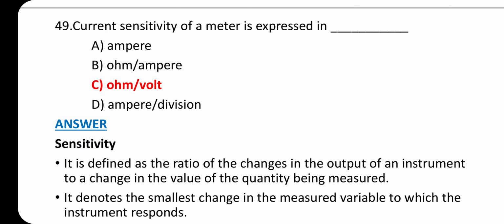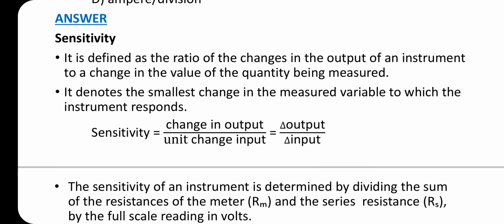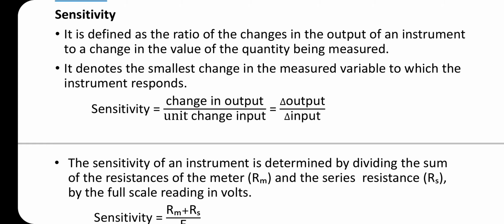Question number 49. Current sensitivity of a meter is expressed in: answer is option C, ohm per volt. Sensitivity is defined as the ratio of the change in the output of an instrument to a change in the value of the quantity being measured. It denotes the smallest change in the measured variable to which the instrument responds. Sensitivity is equal to change in output divided by unit change in input.